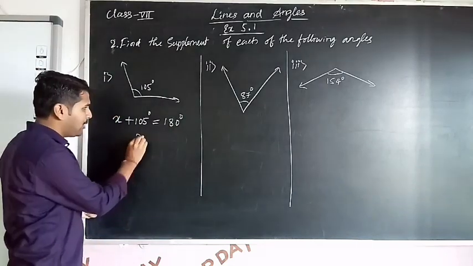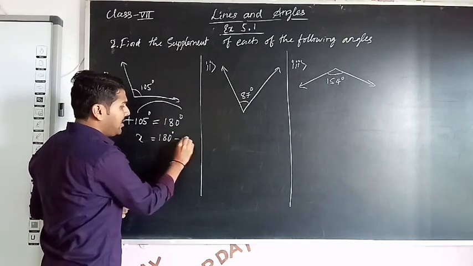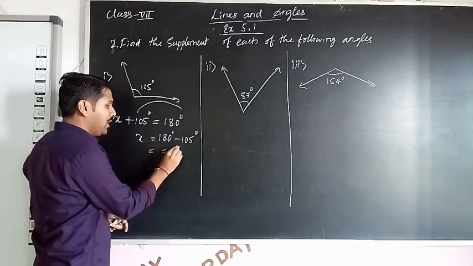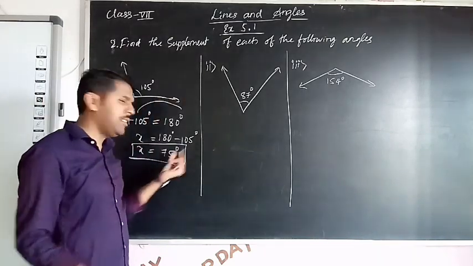So this one, x equals 180 minus 105 degrees. So what will be the answer? 75 degrees. So the supplementary of 105 is 75 degrees.